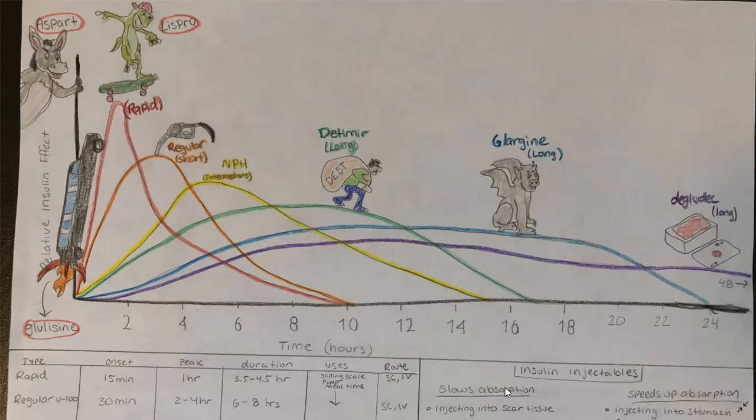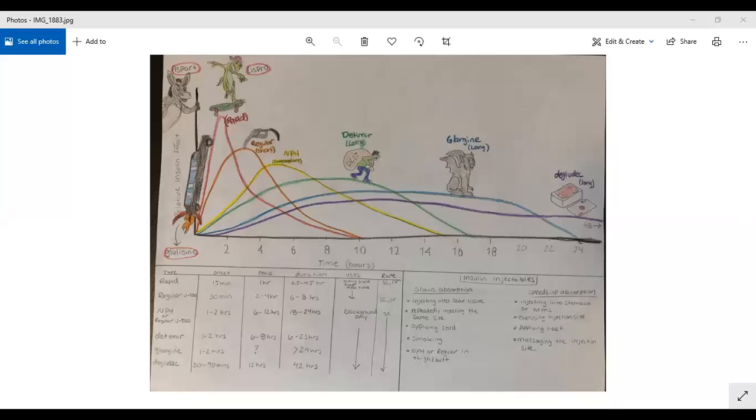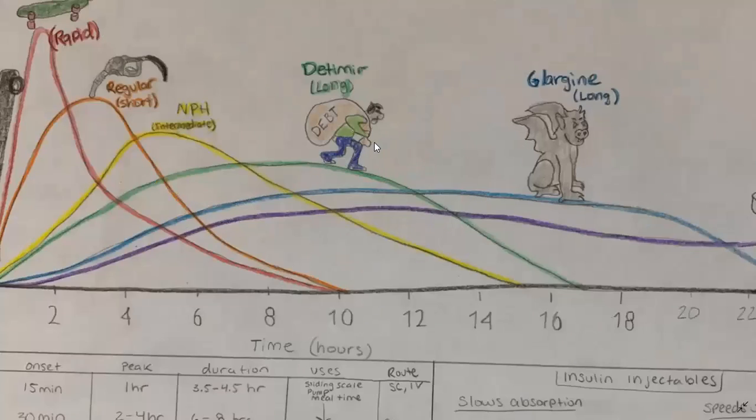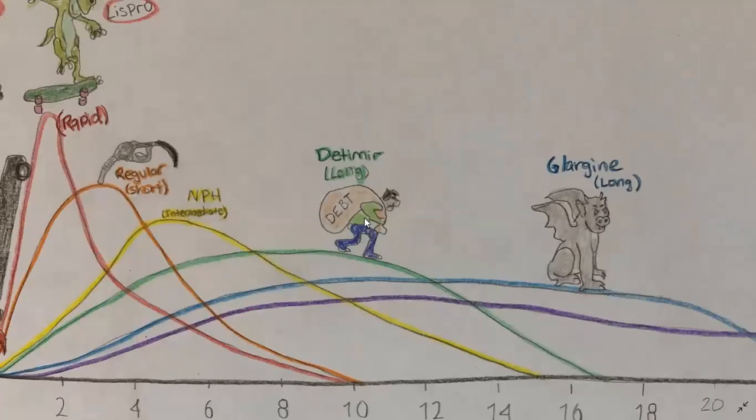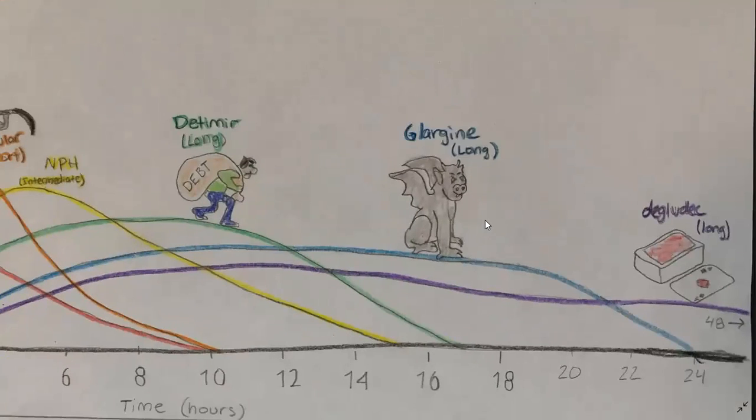This guy, he's been in debt for a long time. So Detemir is a long-acting insulin. Next, we have glargine. So we have a gargoyle. Think of gargoyles, they're usually on really old buildings that, again, have been around for a long time. So glargine, I think gargoyle, kind of long acting.